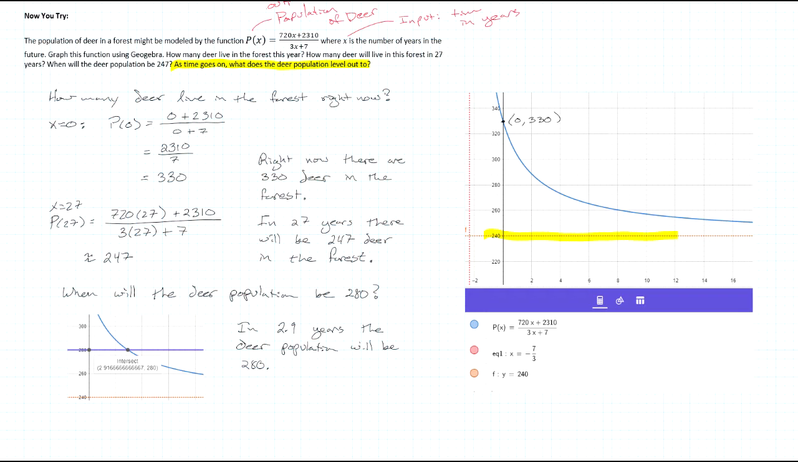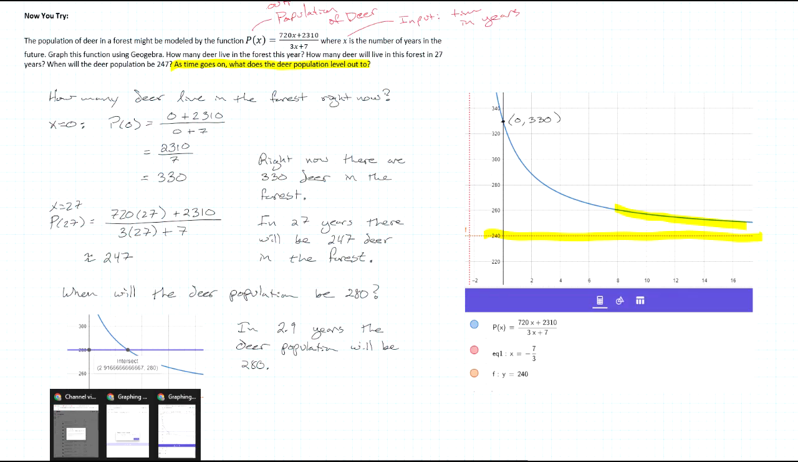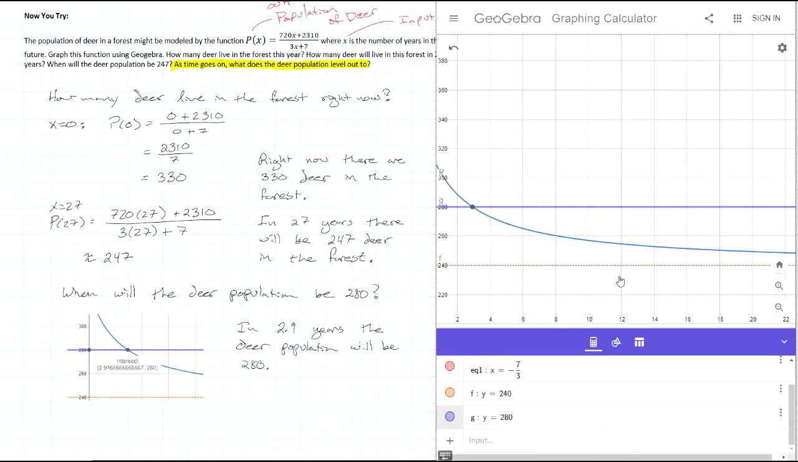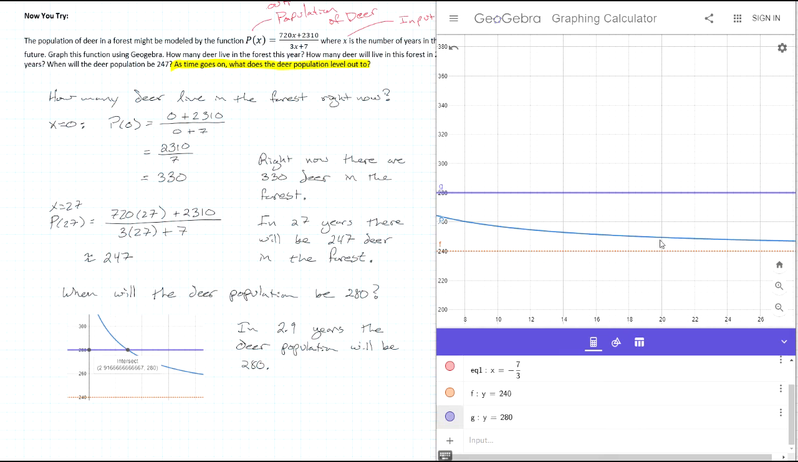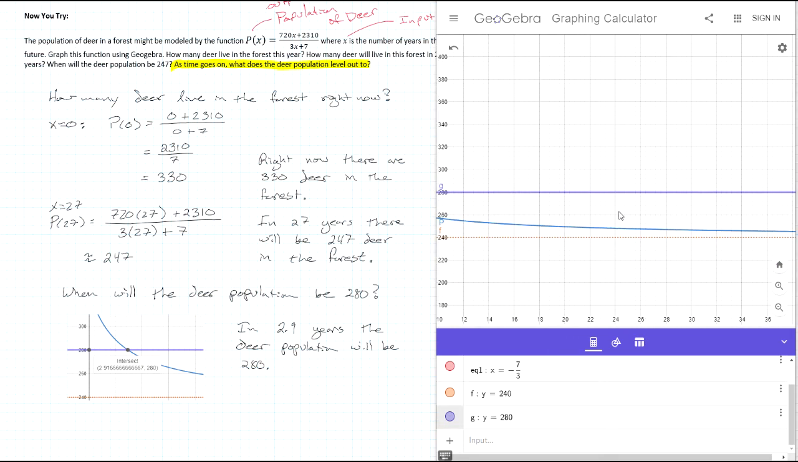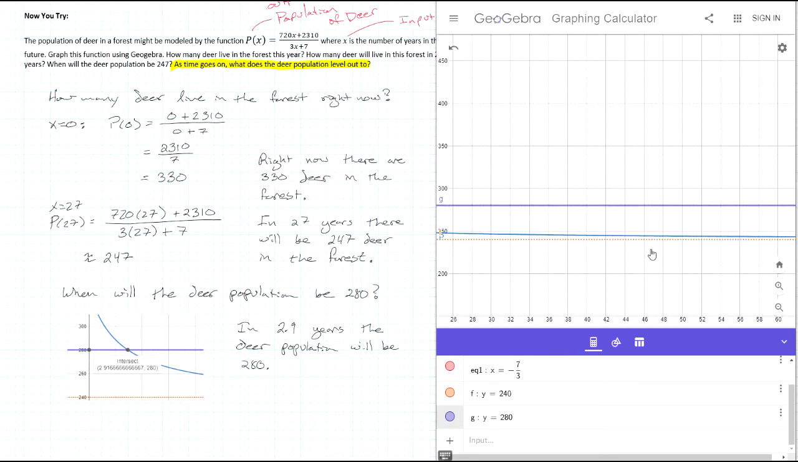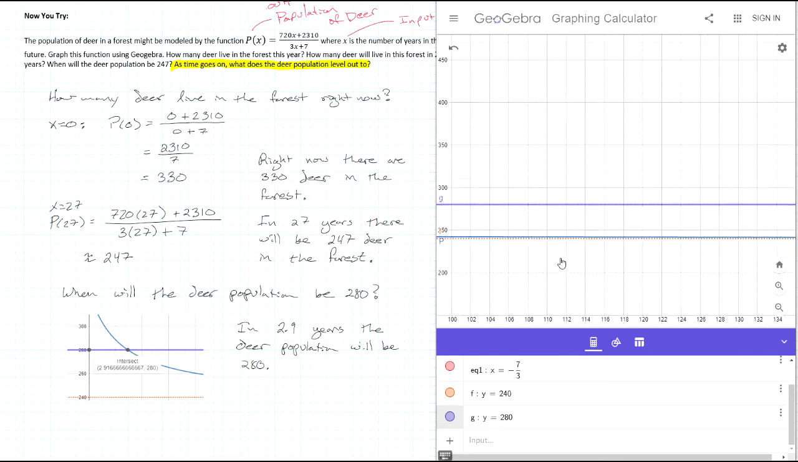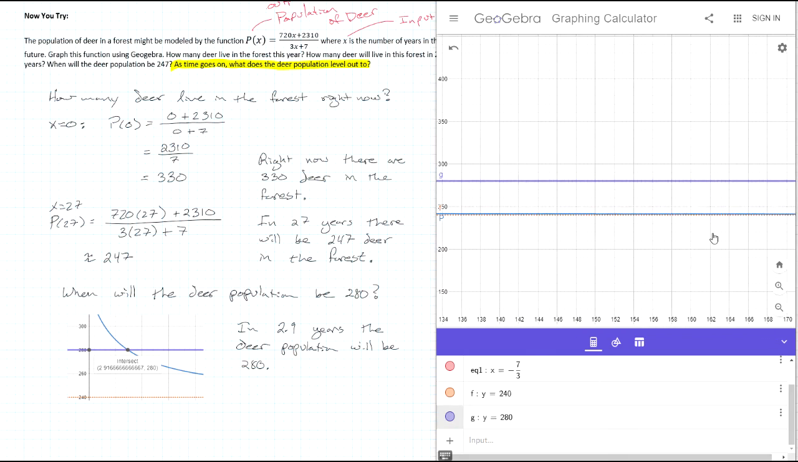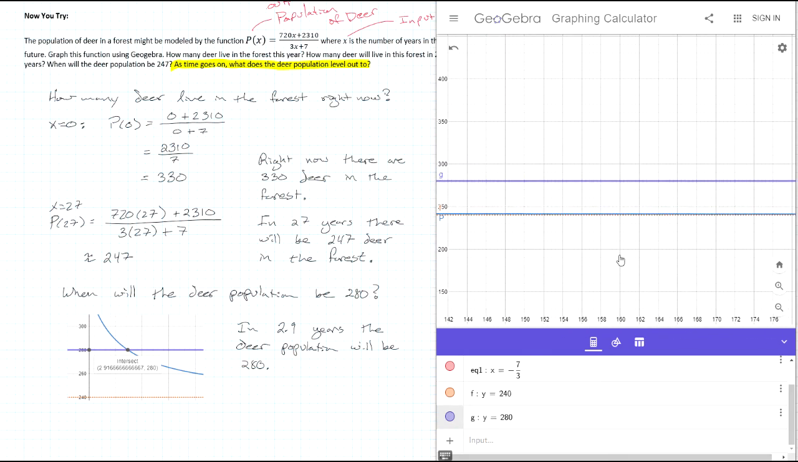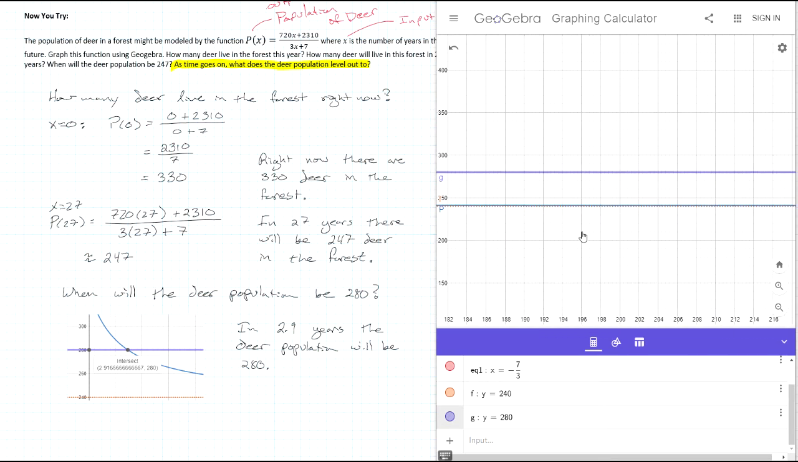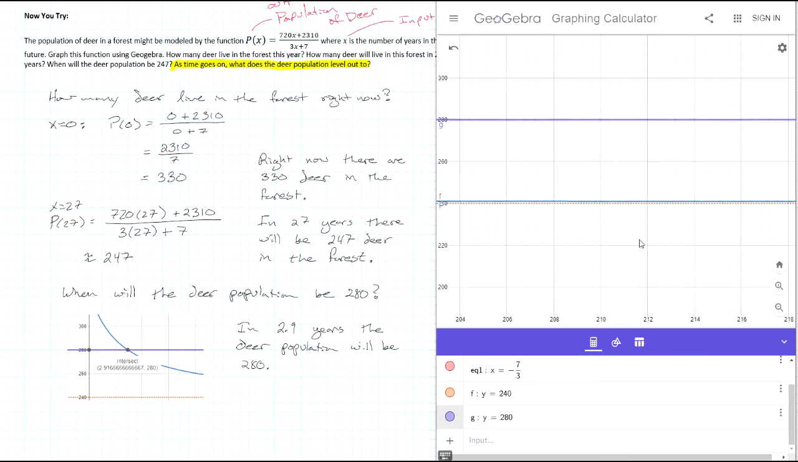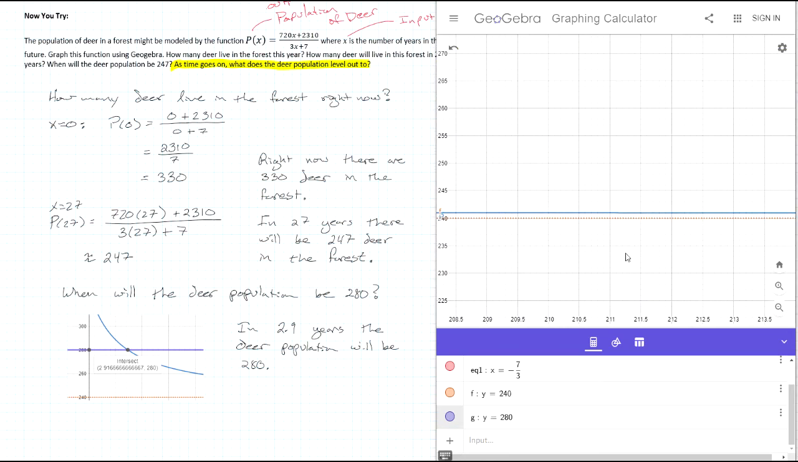Finally, we ask, as time goes on, what does the deer population level out to? And I know I drew in this orange line for us, and we can see that that population is coming down to it a little bit here. Let's go back to our graph once again and just confirm that that's really what it's coming down to, because there's this gap, right? So as I zoom out, we'll notice that it keeps getting closer and closer to that orange line, but it never crosses it. I can keep moving to the right forever.